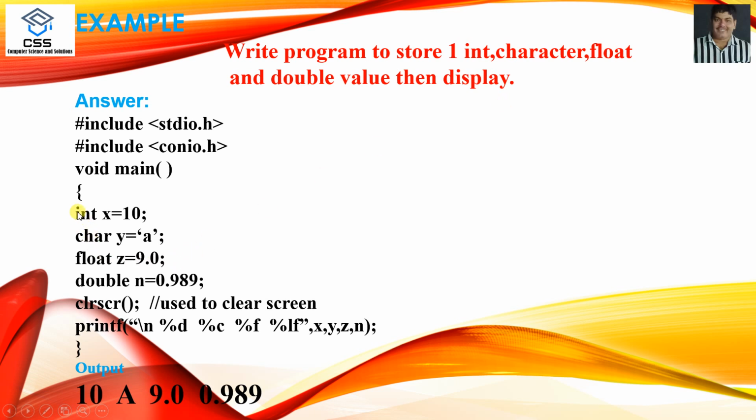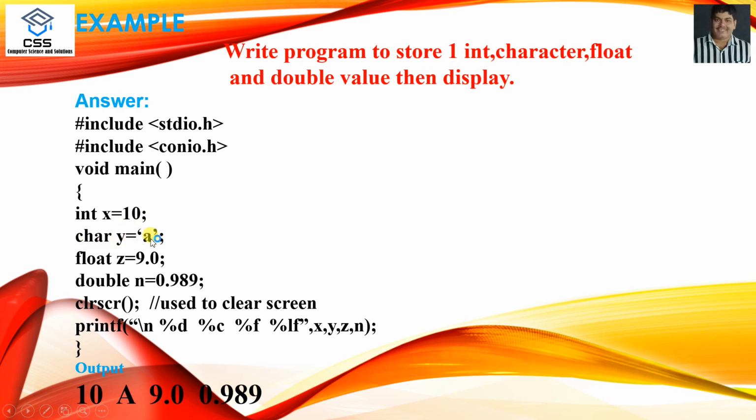We come directly to the logic; there is no requirement of telling the header file or the main function. We have to declare an integer variable, hence int x = 10. Int is the data type, x is the variable, equal to is the operator, 10 is the value, and every C statement must end with a semicolon.